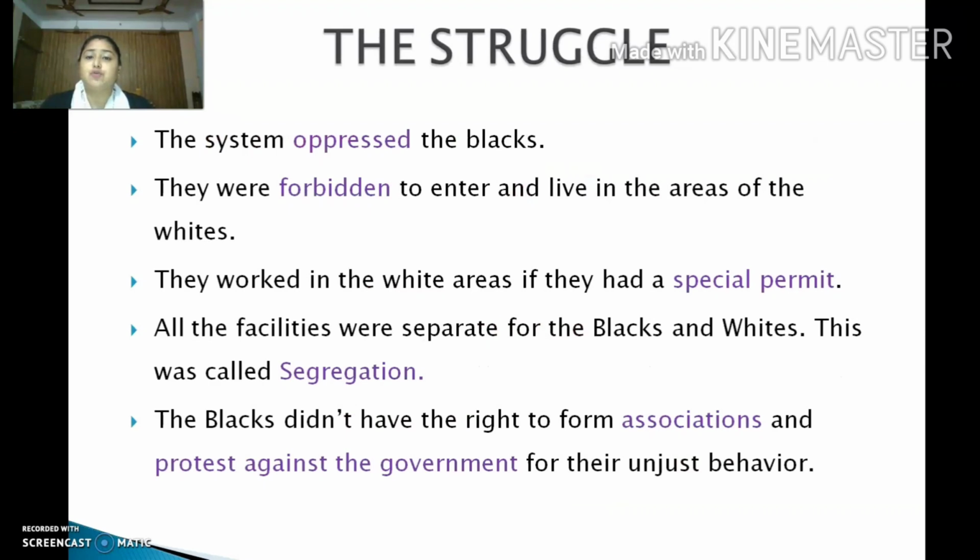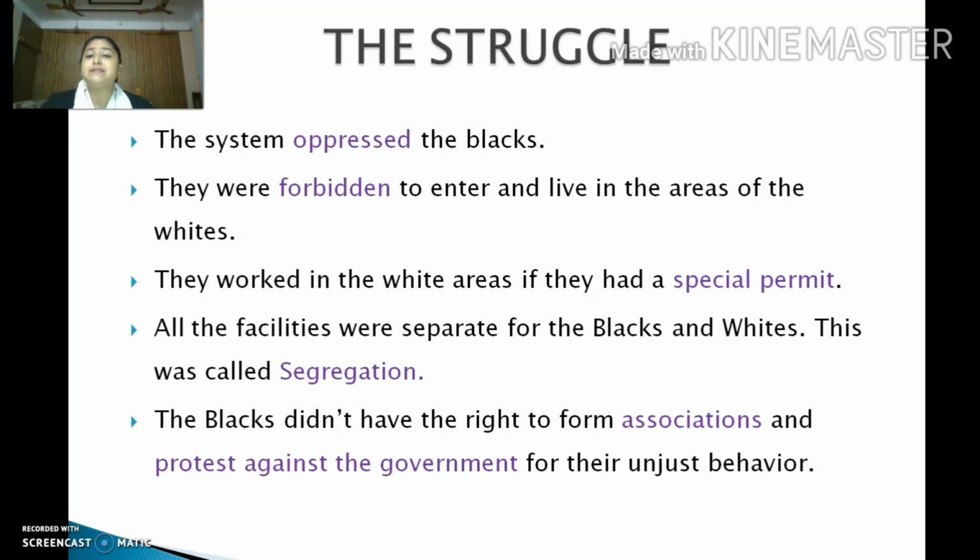Okay. So let us talk something about the struggle now that was led by Nelson Mandela. So this system, as I told you, oppressed the blacks, the black skinned people. And these people were forbidden. That means they were not allowed to enter and live in the areas where the whites lived. And even if a black had to go inside the areas of the whites for some work purpose or for any other purpose, then they had to take a special permission for that. They had to get a special permit. It was like a license to enter that area for a limited period of time.